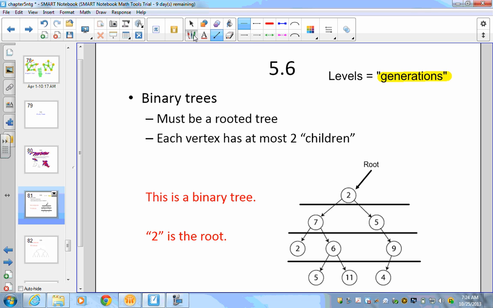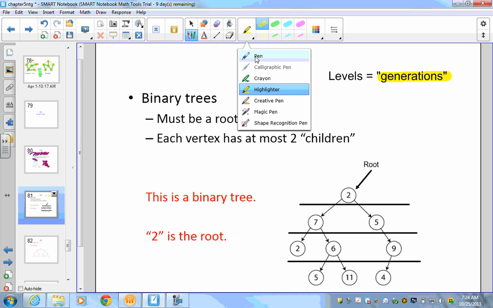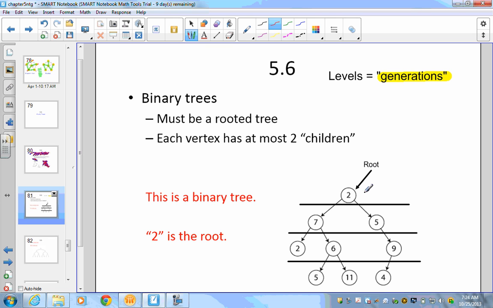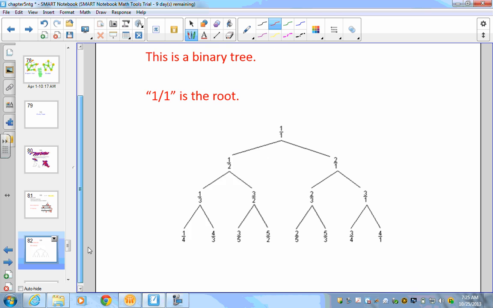So you would say that the very first generation of the tree, this would be level 0. And then of course as you build on, this would be level 1. This right here would be level 2. And then this right here would be level 3. So if I was to ask you what level is vertex 11 in, you would say it is level 3. Or what level is vertex 7 in, which is right here? You would say that's level 1 of the tree. All right, moving on.